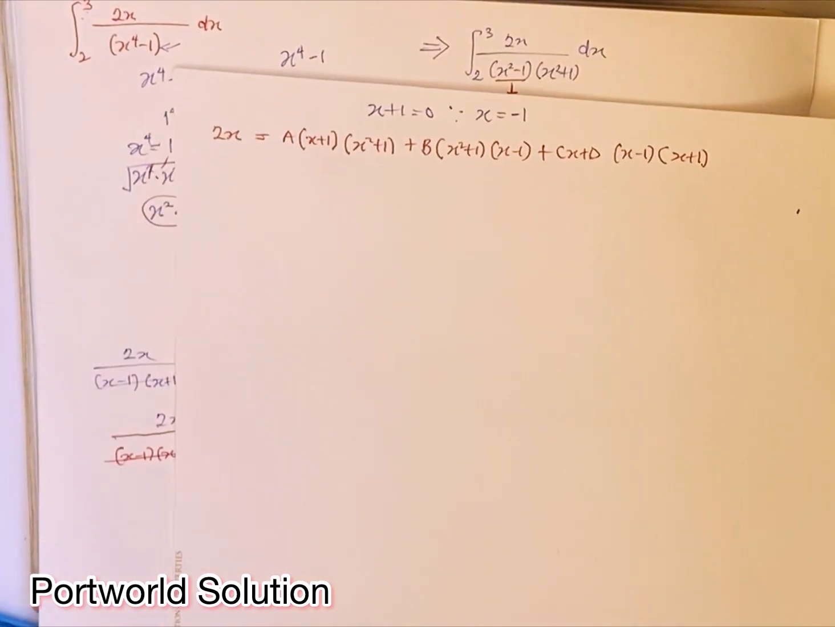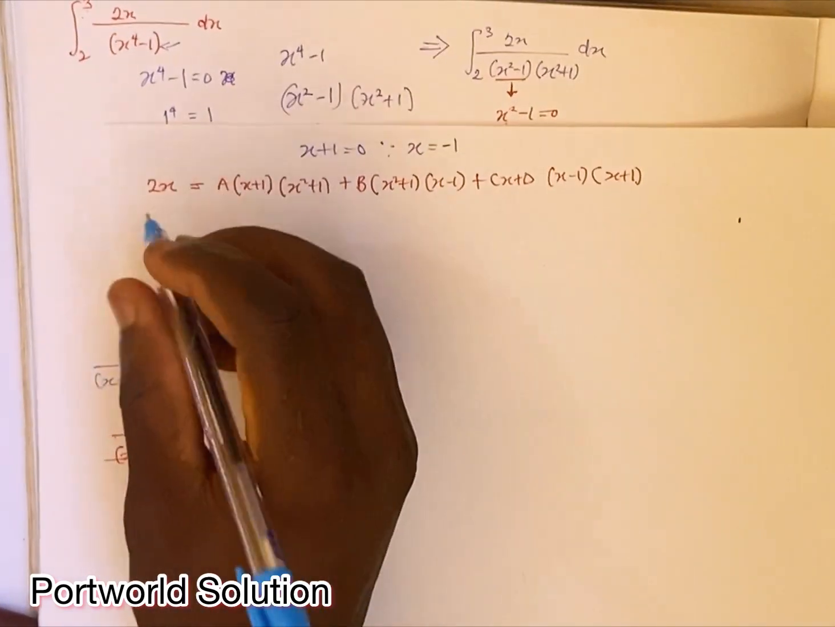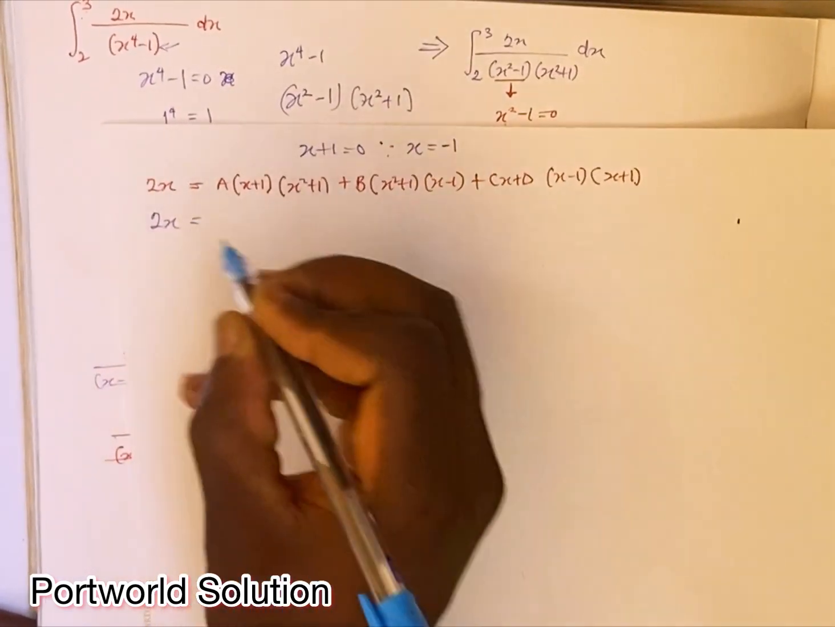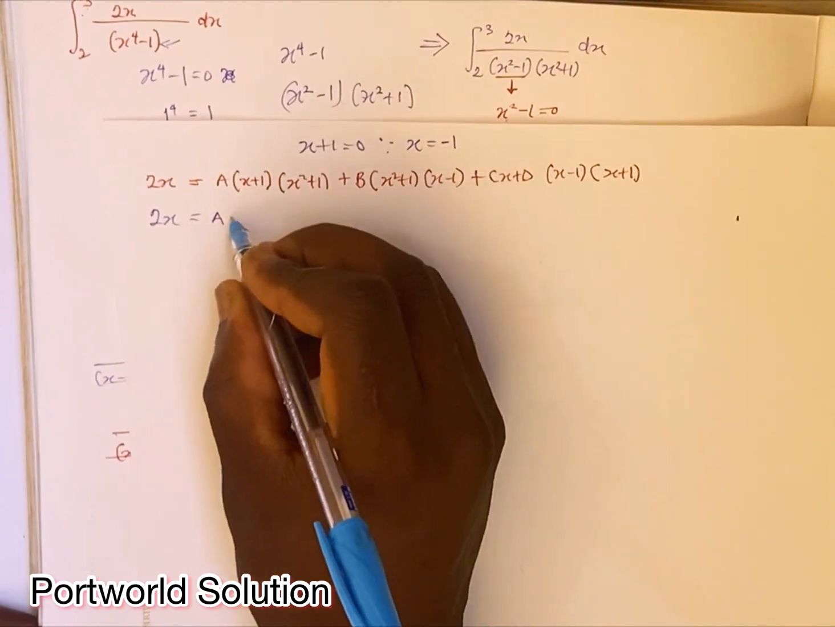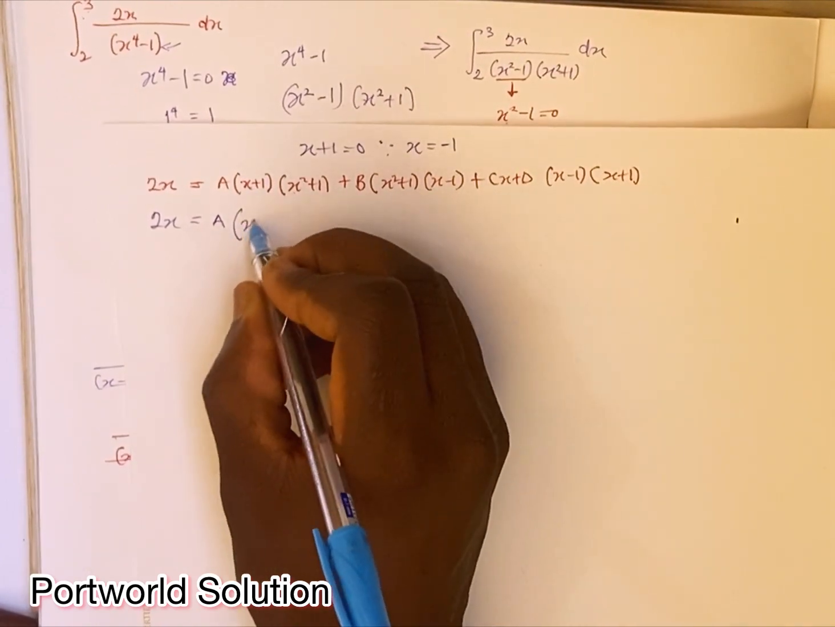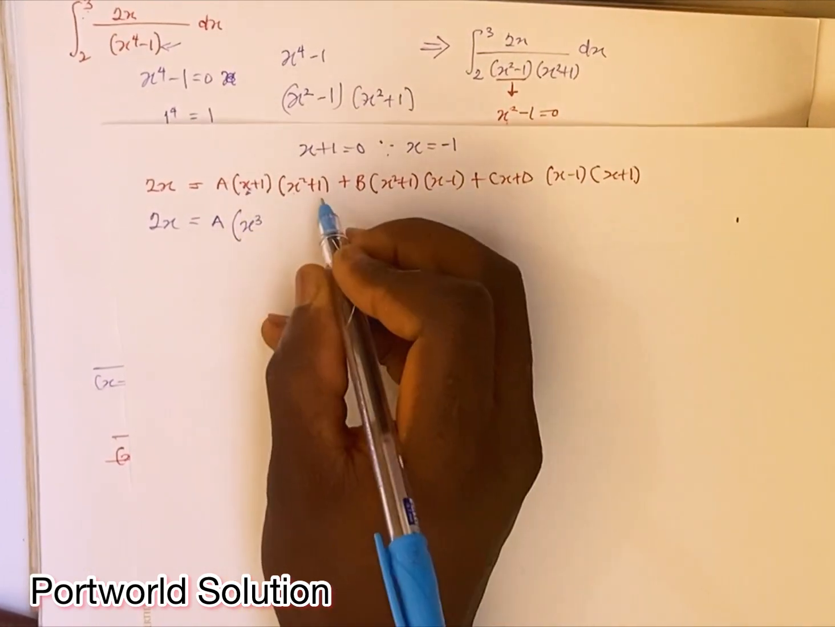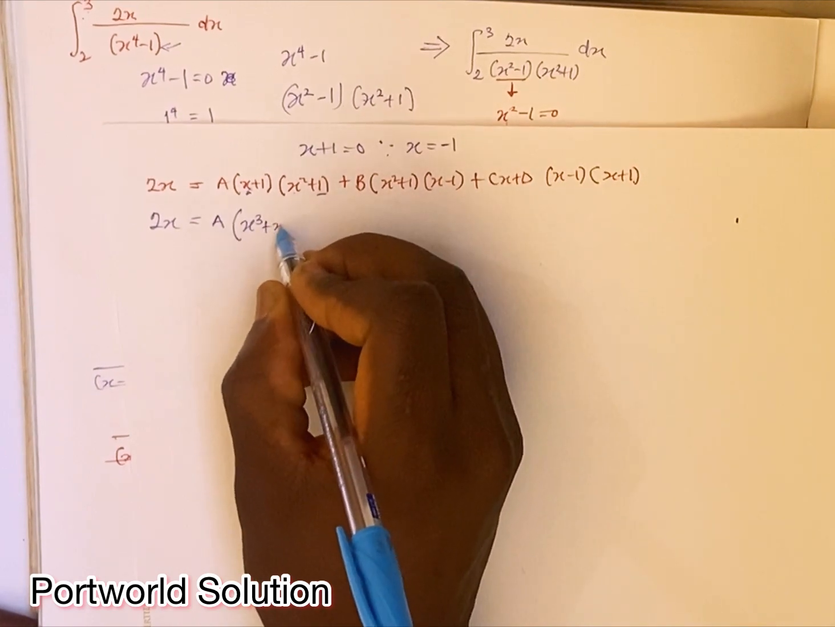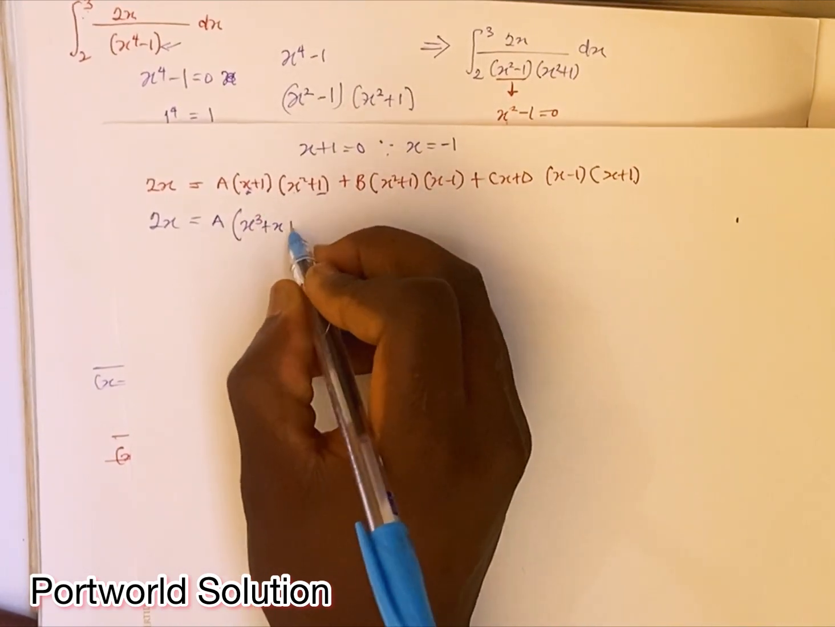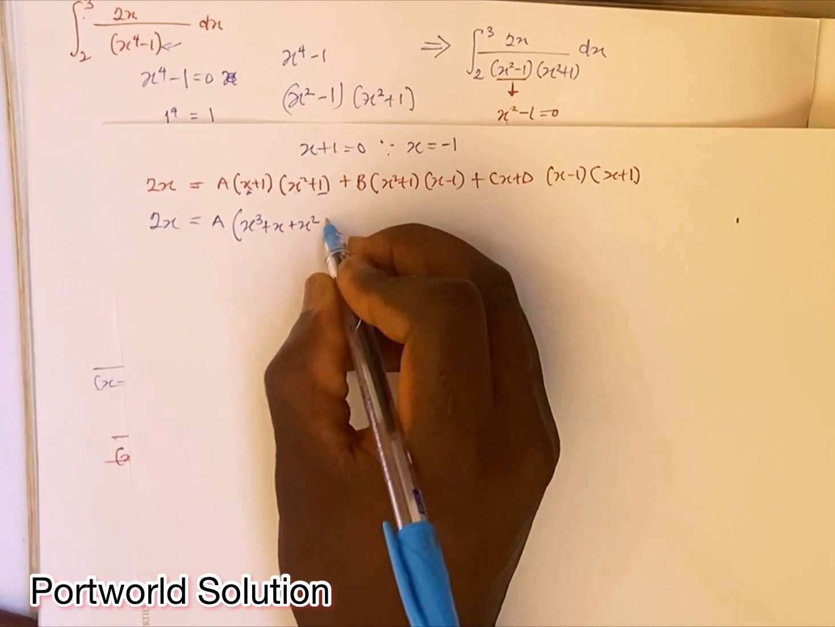And I wish you can just open the brackets. Should we just go ahead and open the brackets? Let's open the brackets and just try to work it out like that. We're going to have 2x equals A into brackets. This will give us x raised to the power 3, this multiplied by this, plus x, this multiplied by this, plus x squared, then plus 1.